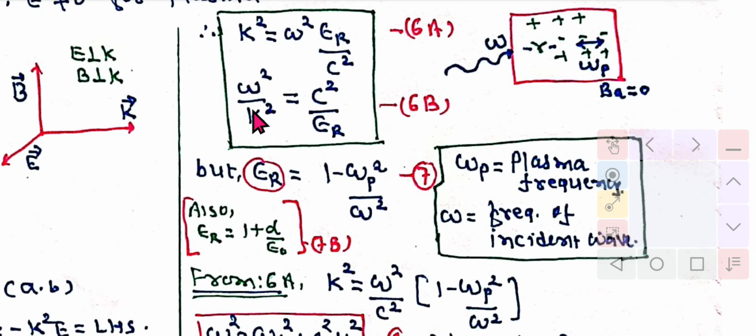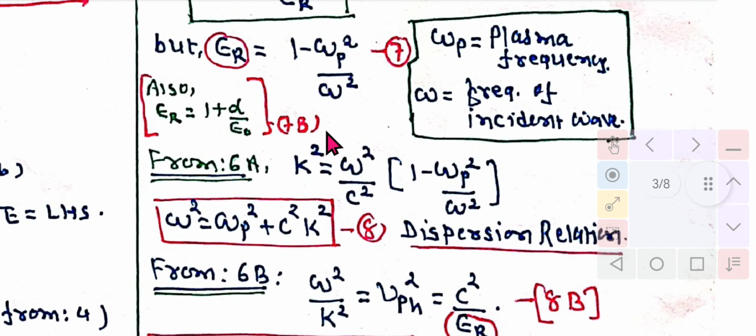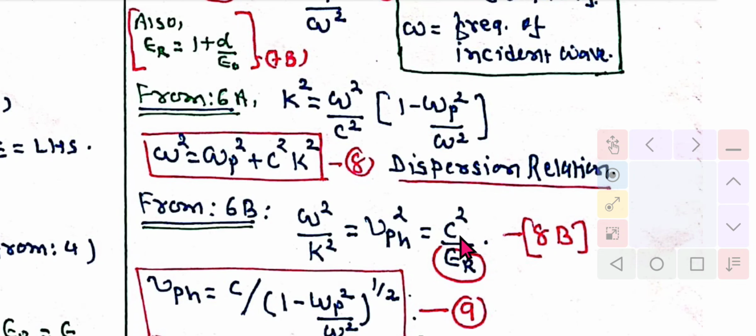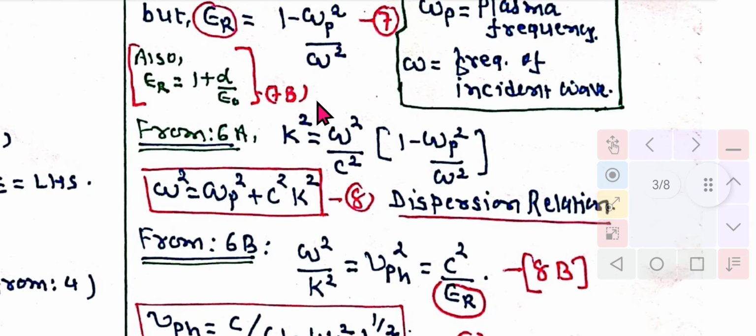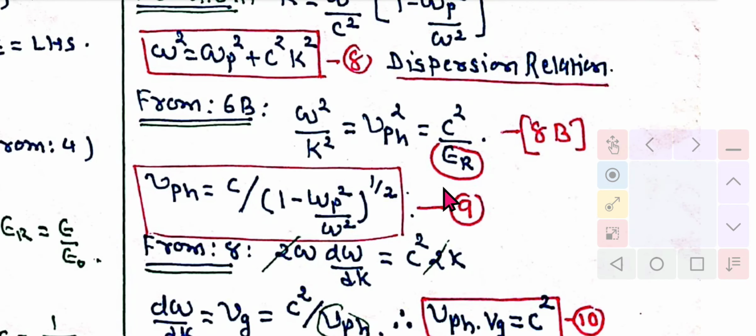Omega by k equal to phase velocity. So omega square divided by k square equal to vph square equal to c square divided by epsilon r. Place the value of epsilon r. It is already given here. Please keep in your mind. So phase velocity equal to c, the velocity of light, divided by the square root of 1 minus omega p square divided by omega square. This is the phase velocity of a plasma wave.